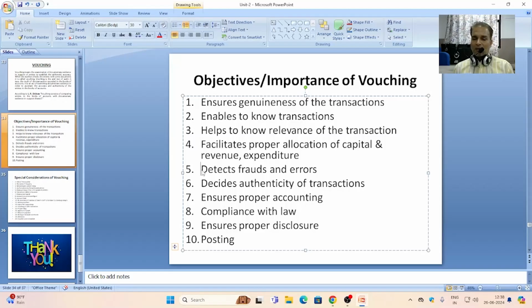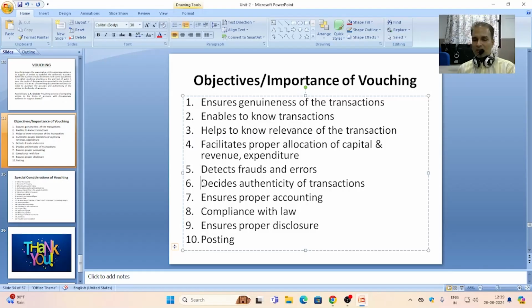Next, to detect frauds and errors. Under the vouching process, when the auditor compares the documentary evidence with the entries of transactions in the books of accounts, then he can easily find out any type of error or fraud done by the accountant, or existing in the books of accounts, or entries made by mistake by the accountant.